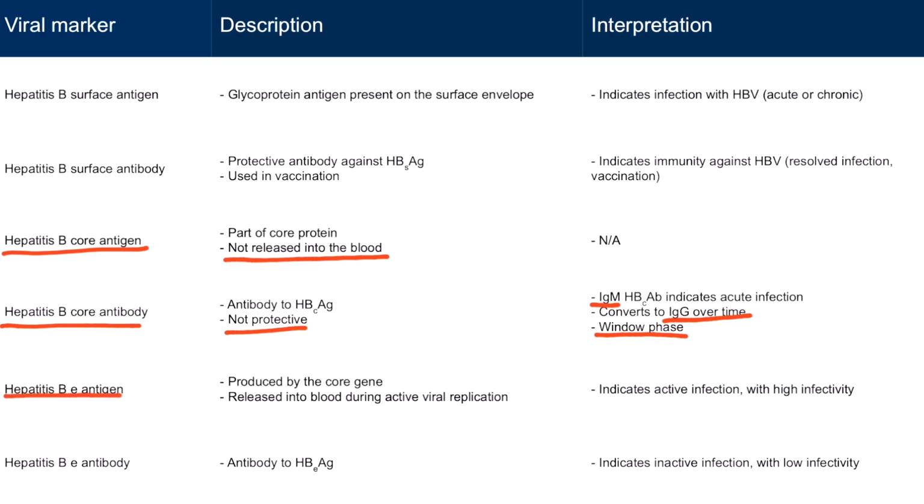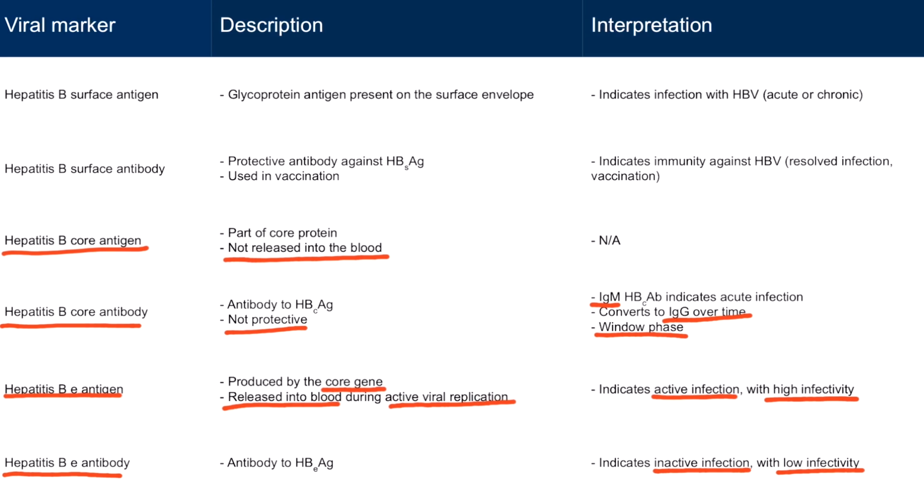Alright, coming to hepatitis B E antigen. This is also produced by the core gene, but unlike the core antigen, it's released into the blood and it's detectable. It's only released during active viral replication when the viral load is also very high. Therefore, its presence indicates active infection, meaning ongoing hepatocyte damage, as well as a high viral load, meaning high infectivity or transmissibility. So directly opposed to this, hepatitis B E antibody indicates an inactive infection and low infectivity.